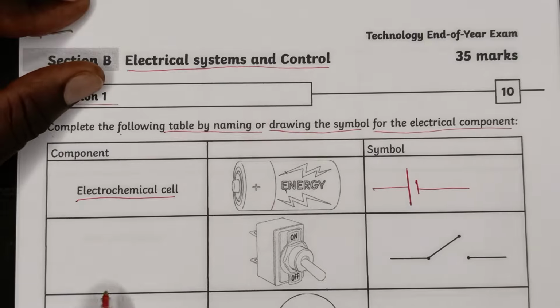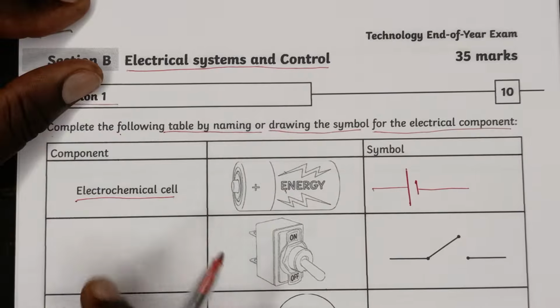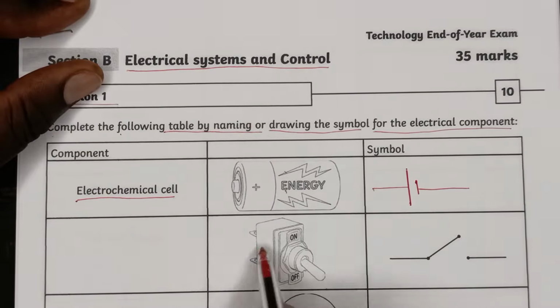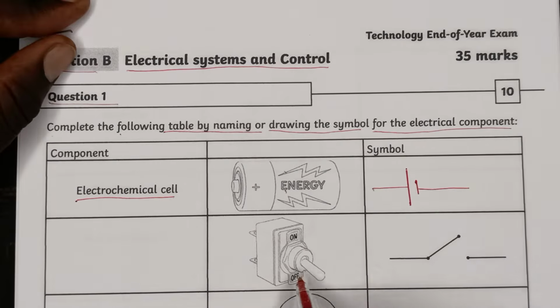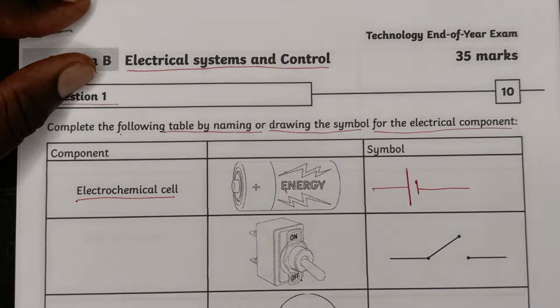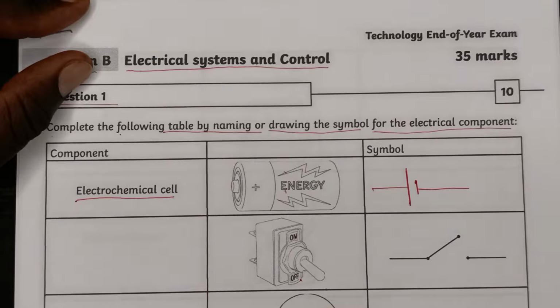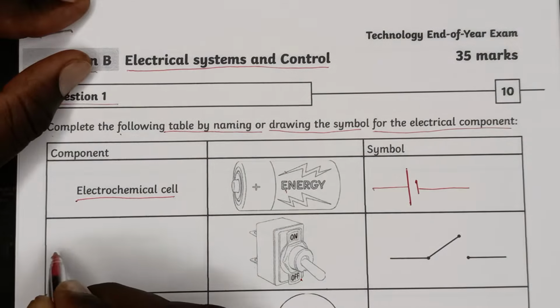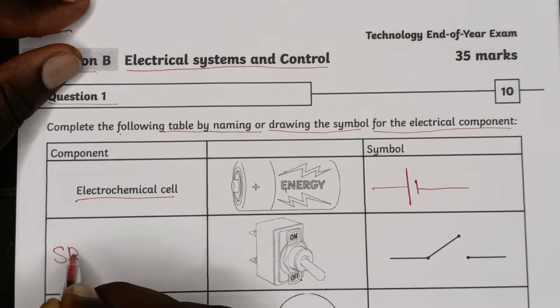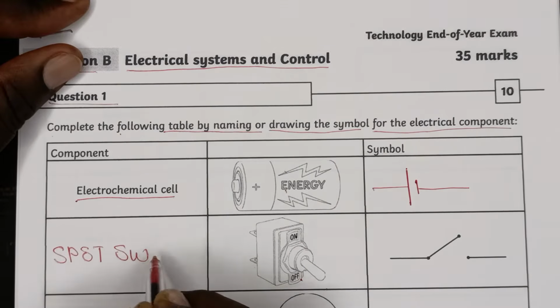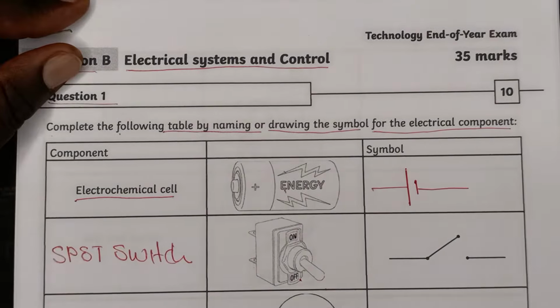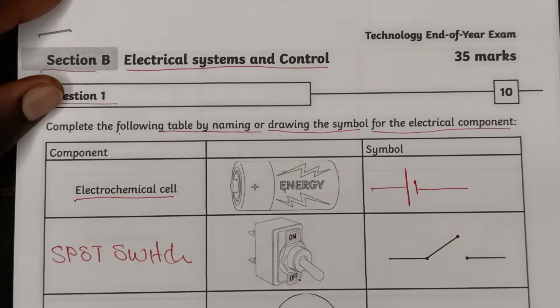When we come to this one, we are not given the name, but we are given the picture with on and off, and then we have got the symbol. And this looks like a switch. On and off, it is a switch. So this is an SPST switch.